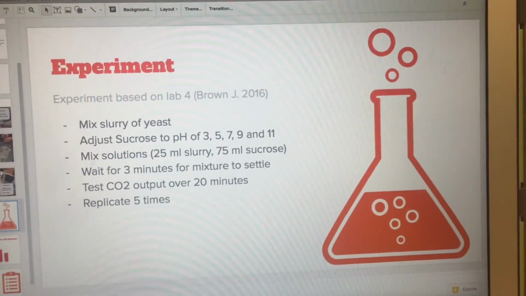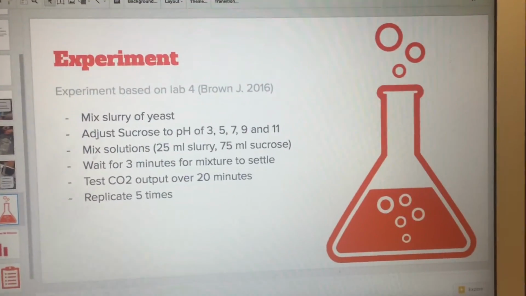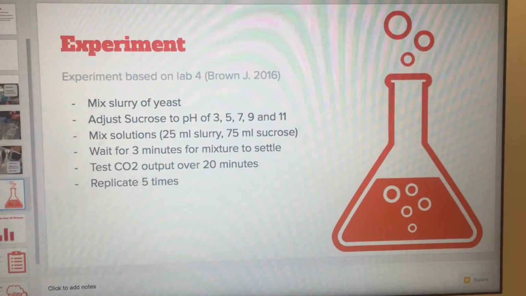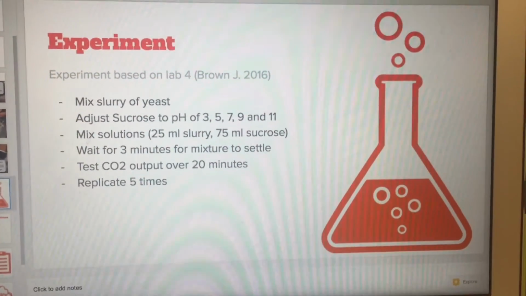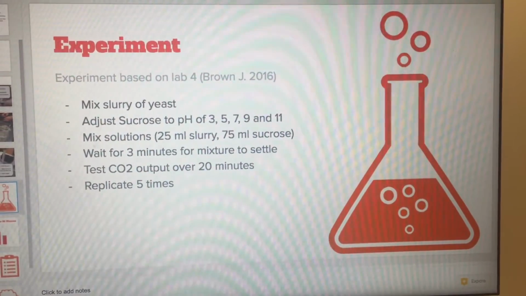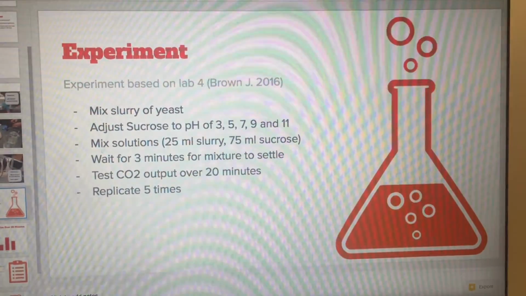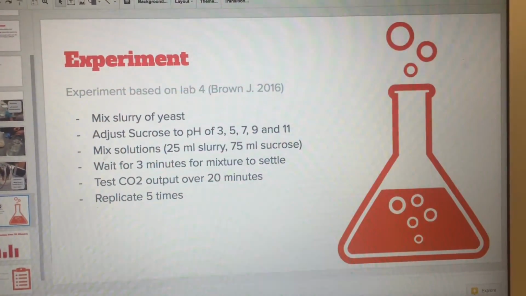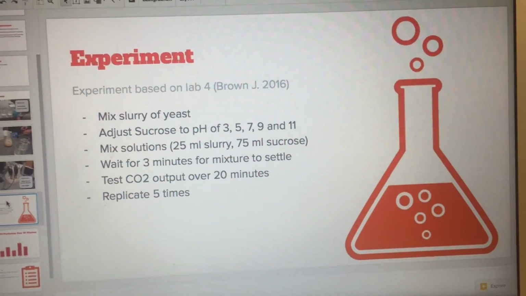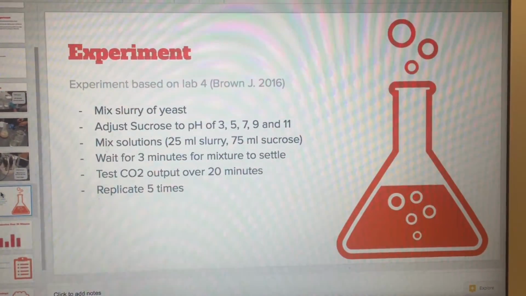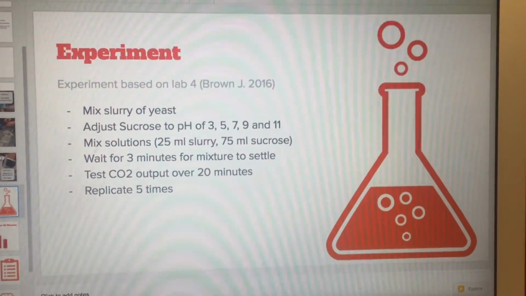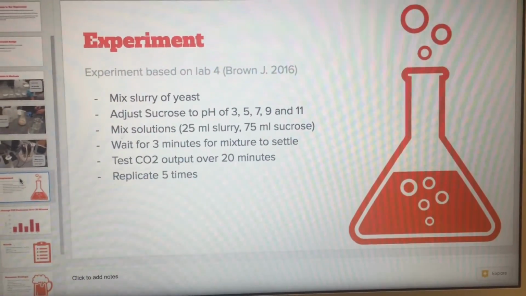Our experiment was based on a mixed slurry of yeast. We combined that slurry with pH-adjusted solutions of 3, 5, 7, 9, and 11. We mixed these with 25 milliliters of slurry and 75 milliliters of sucrose. We waited 3 minutes for the mixture to settle. We tested the CO2 output over a course of 20 minutes. We replicated that 5 times.